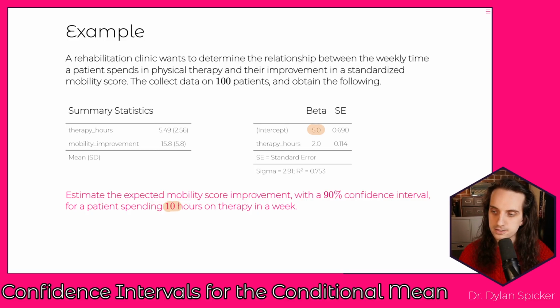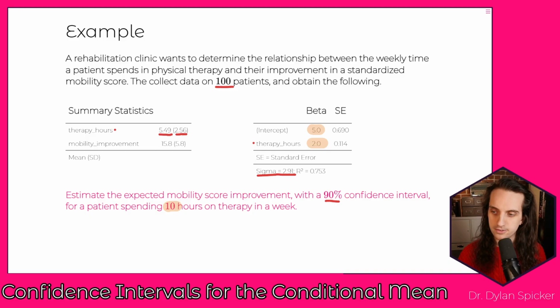And so we take 5 plus 2 times 10, and that's going to give us our point estimate. We also want a 90% confidence interval. Because we want the 90% confidence interval, alpha is going to be 1 minus 90%, or 10%, right? In order to plug it into the formula we have there, we need that point estimate, but we're also going to need n, which is going to be 100. The mean of x is 5.49, right? Because x is therapy hours, so we look at our summary statistics for that. The variance of x is going to be 2.56 squared, right? And the square root of our MSE is 2.91.